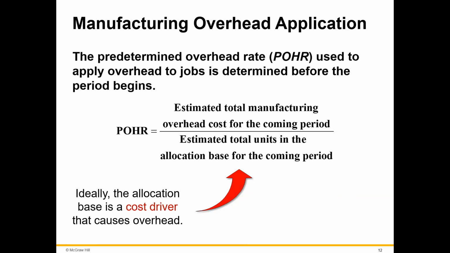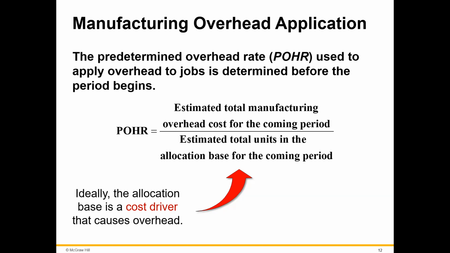Then we also estimate the total units in your allocation base. For example, the total direct labor hours needed for the same fiscal period, like total direct labor hour inputs. So by using the total overhead and the total allocation base, we calculate a predetermined overhead rate, a set rate. You can say standard overhead rate or budgeted overhead rate for the whole coming year.